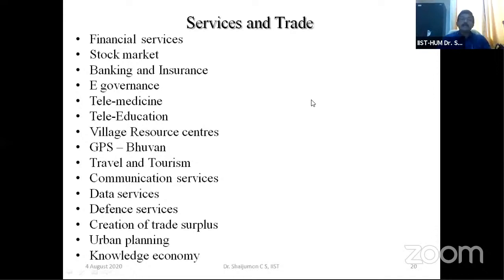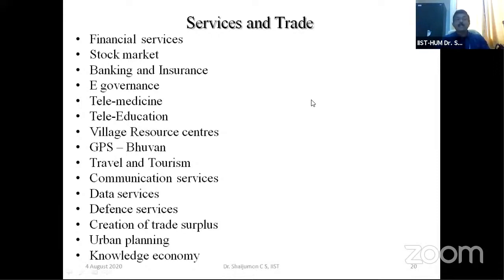Travel and tourism, space technology is helping a lot. Like the airplane and travel, or tourism, in all these areas space technology is contributing a lot. Communication services, data services, defense services. So they are giving all kinds of services in this modern world. You need the help of space technology to have a proper, efficient defense in the country. That's why we need space technology.